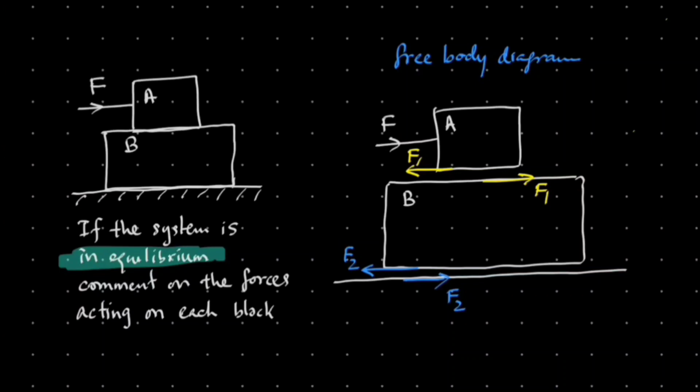Now, although I say I mark the F1 first, then mark the F2 second, it's not happening one after the other. You could think of it happening at the same time. At the moment you apply the force, these forces are generated. But we start to think about it one after the other, as in a sequence.